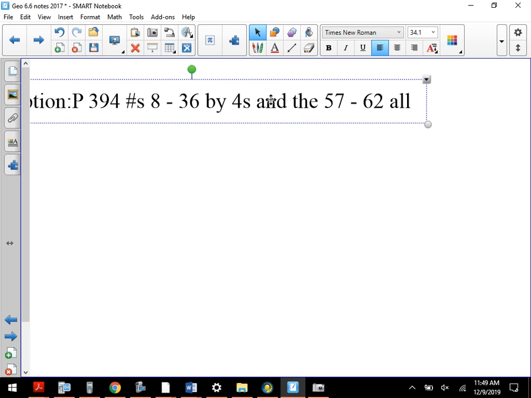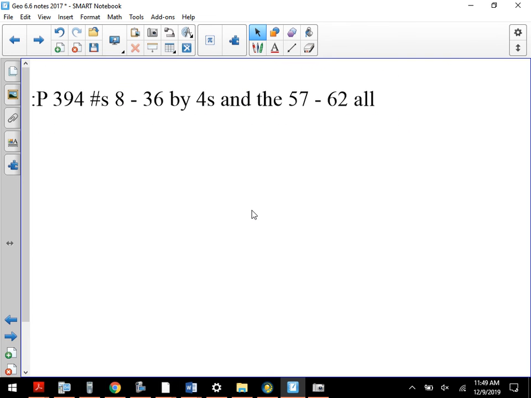So it's on page 394. I want you guys to do numbers 8 through 36 by 4s. Every other even, if you will. And then those last 6 are, I think they're like true-false ones. The parallelogram has this, that kind of thing. So just let me go through. Make sure you get the PDF, screenshot the PDF or whatever on the Chromebook, so if you lose internet, you can still get it through. And go from there. All right? Questions? Knock it out.